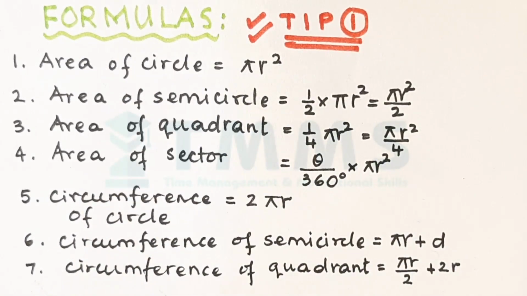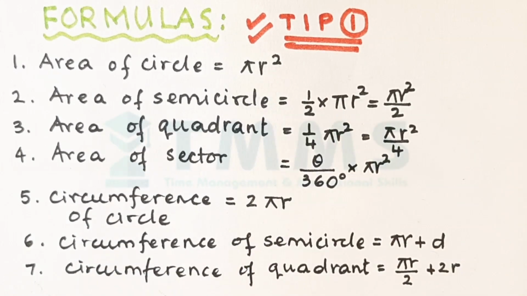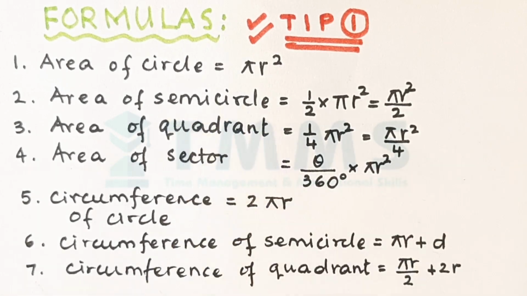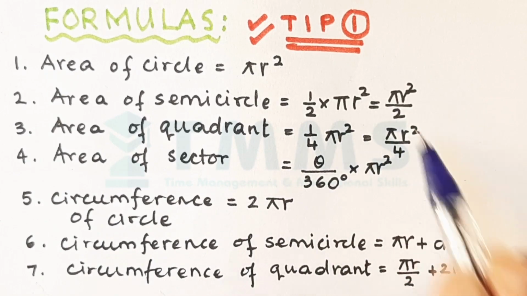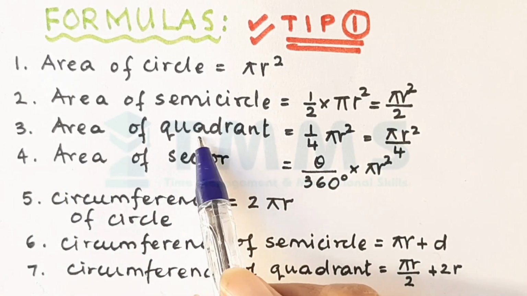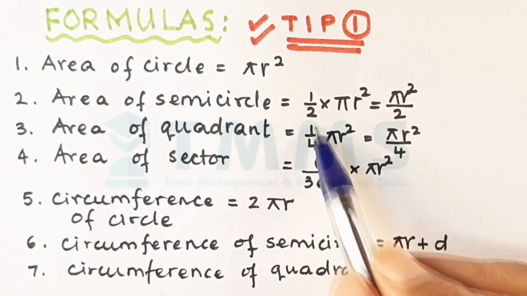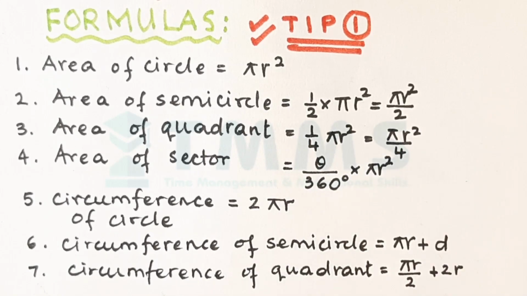formulas by heart. So if we have area of the circle, it is pi r square. If it is area of the semicircle, semi means half, so it becomes half of pi r square, that is pi r square upon 2. Got it? Third one, area of quadrant. What is a quadrant? It's the quarter circle. So it will be quarter of pi r square. So it becomes pi r square upon 4.